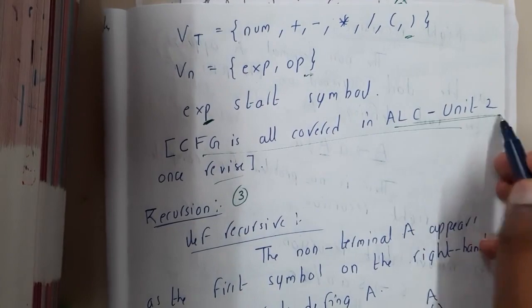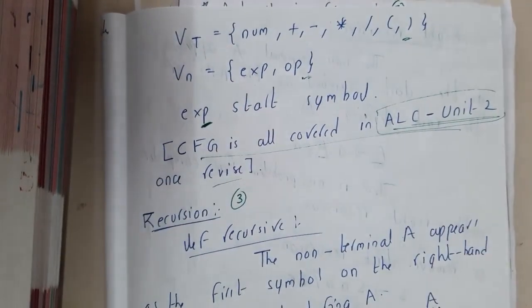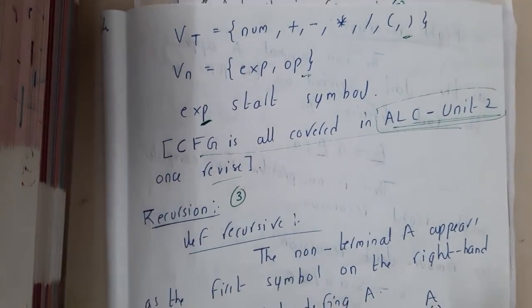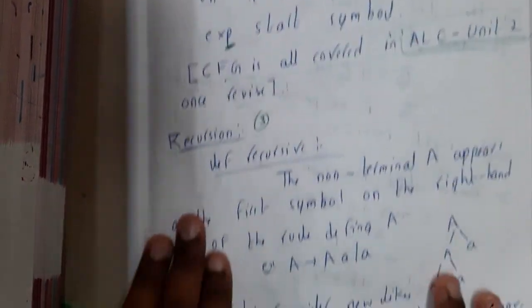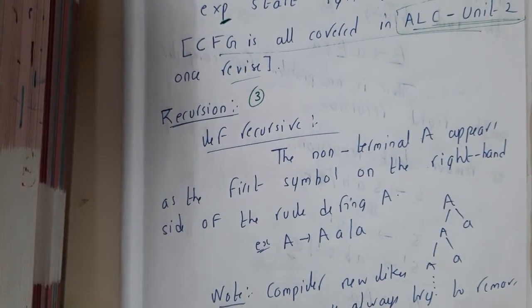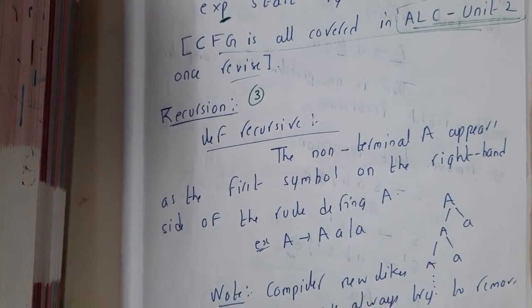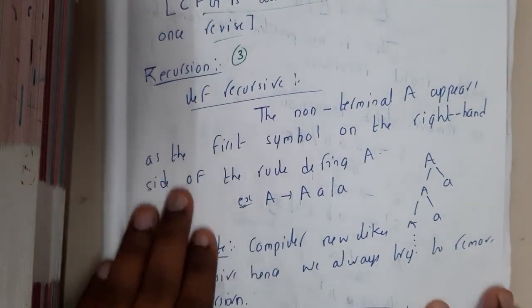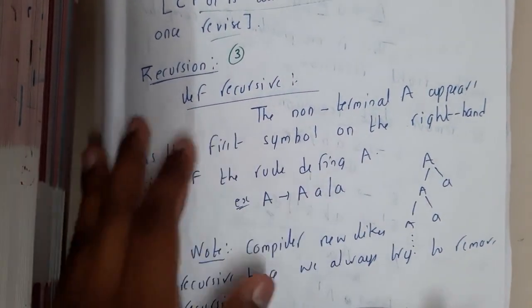All the topics are covered in the Unit 2 playlist. You can watch them, or else I'll link it in the description. I hope everyone got a clear idea of context-free grammar. In the next lecture we'll be discussing left recursion and right recursion.